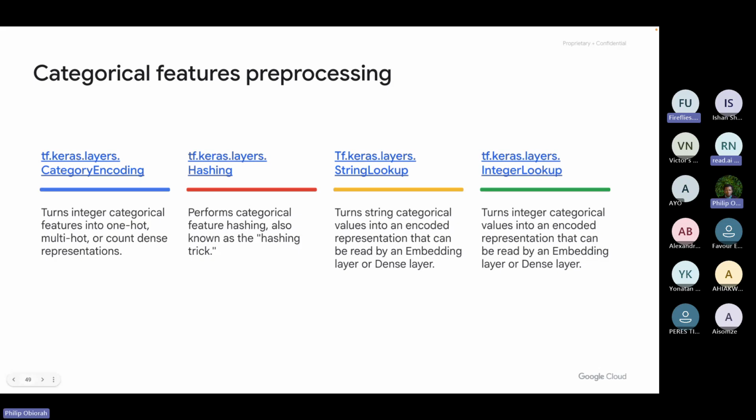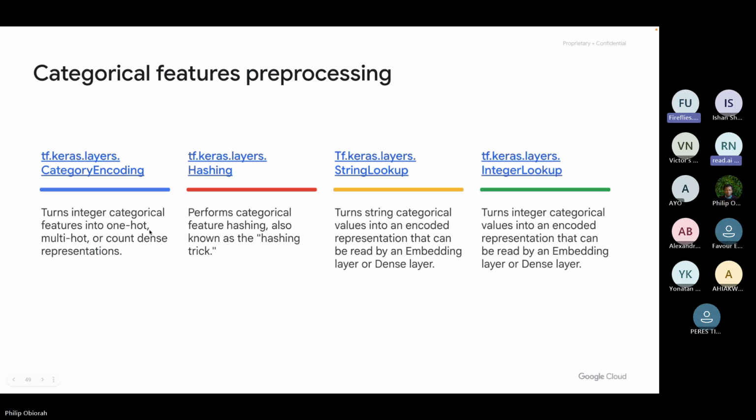And then we also have the string lookup that turns categorical values, which could be red, green, blue, into an encoded integer representation. All right. And then you have the integer lookup. What it does is it maps raw integer values to continuous integer indices that could be read by the dense layer.